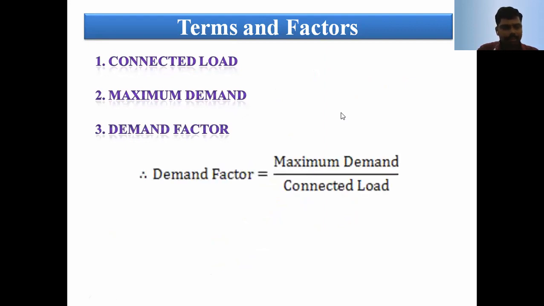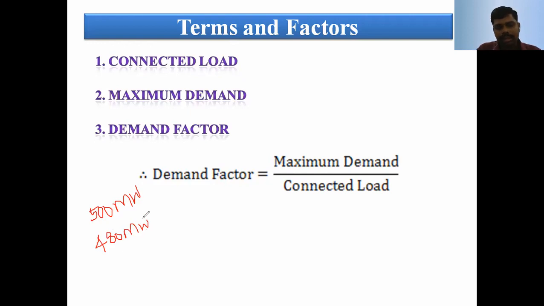And the demand factor. The demand factor is defined as the ratio of maximum demand on the power plant to the connected load. Already we have taken one example. The plant capacity is 500 megawatt on the particular power plant, either a thermal, hydro or nuclear power plant, but the generation capacity is 480 megawatt. That is the maximum we can generate in the particular plant.